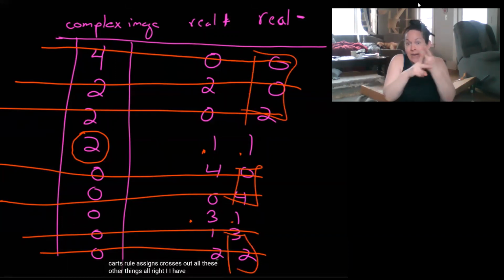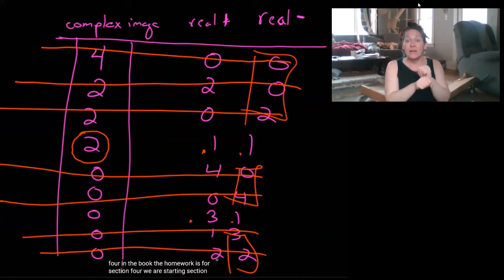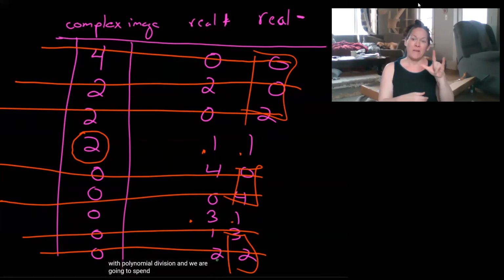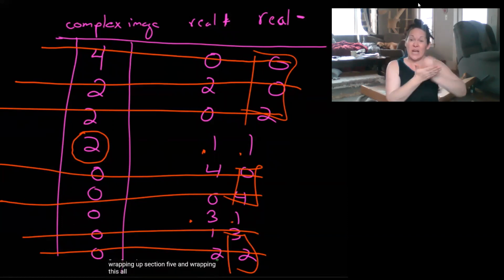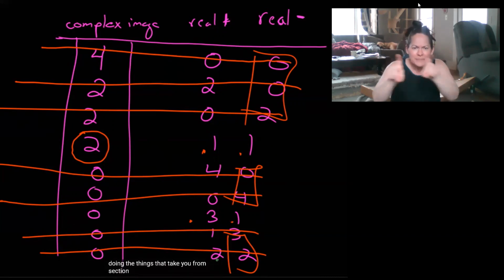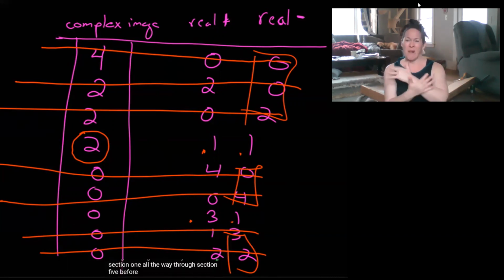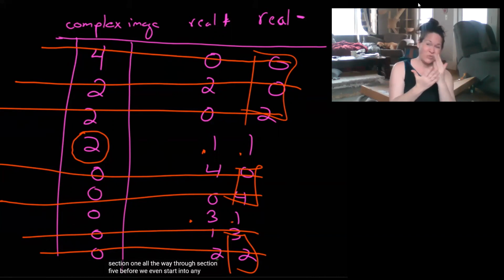All right, I have babbled on for a bit. We have finished section 4 in the book. The homework is for section 4. We are starting section 5. We will wrap up section 5 nice and neatly, and that covers everything with polynomial division. We are going to spend next week wrapping up section 5 and wrapping this all together, running these tests, doing the things that take you from section 1 all the way through section 5. Before we even start into anything later.